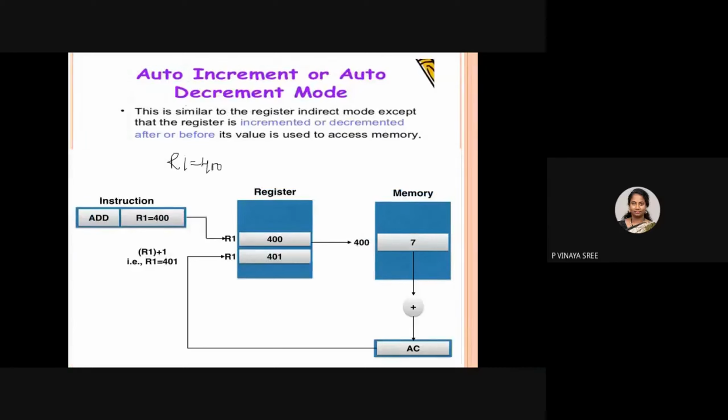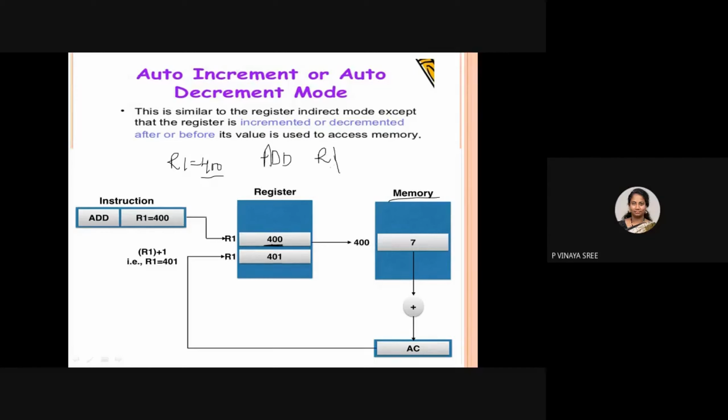What happens in auto increment mode is, whatever we have in register R1, we have 400. So it goes to the register R1, we have 400. This 400 is the address of a memory location. If you go to the memory, you have 400, and in that 400, we have an operand called 7. This 7 and the accumulator. Here it is mentioned as add R1.